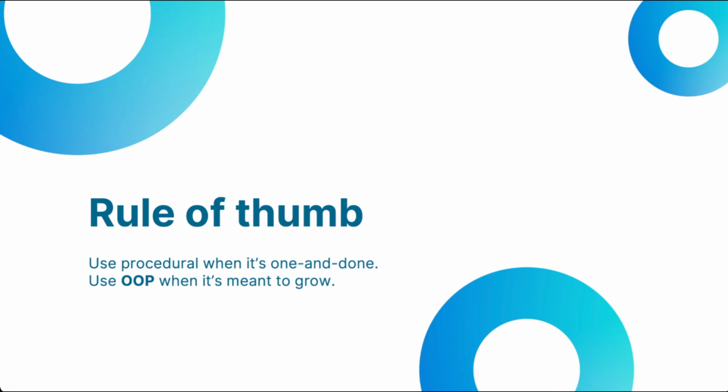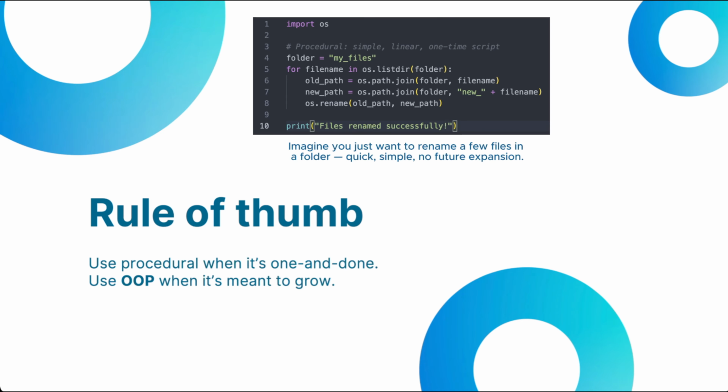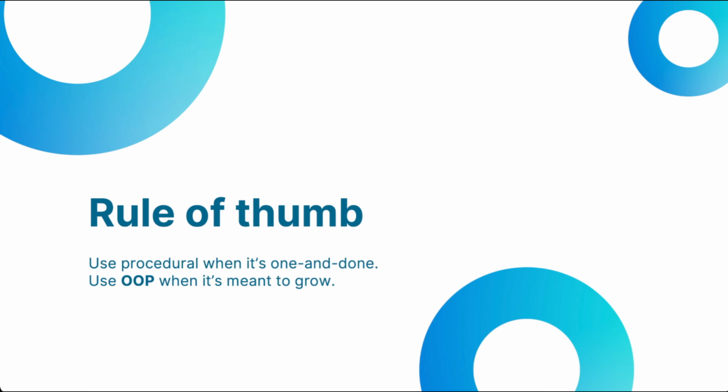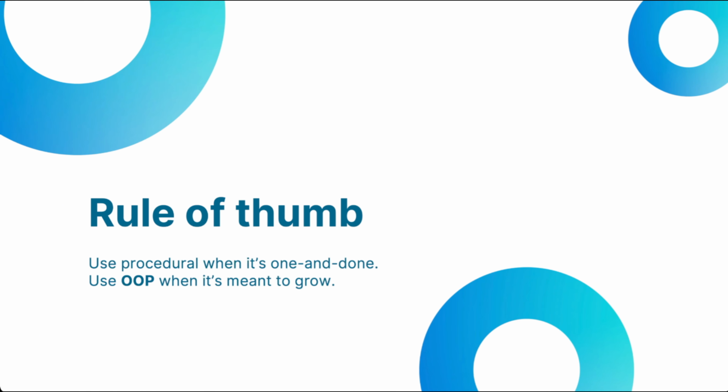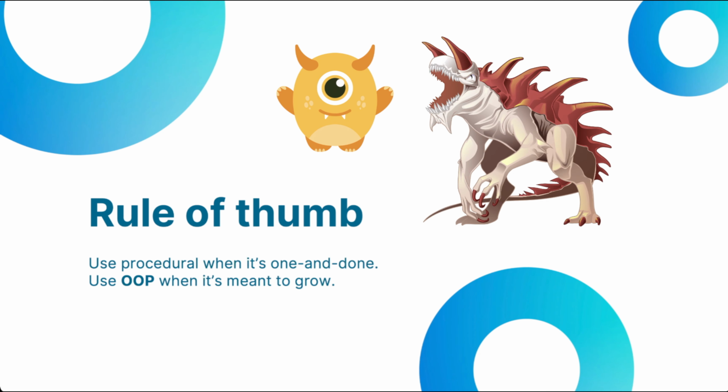Here's an easy way to decide whether to use object-oriented programming or not. Use procedural code when it's one and done. If your script is small, quick, and won't need future updates, just keep it simple. But use object-oriented programming when your program is meant to grow. If you plan to add features, reuse code, or scale the project later, object-oriented programming is the way to go. Think of it as choosing the right tool for the job. Simple tools for small tasks, object-oriented programming for big, evolving projects.